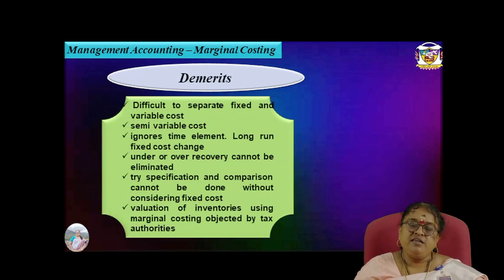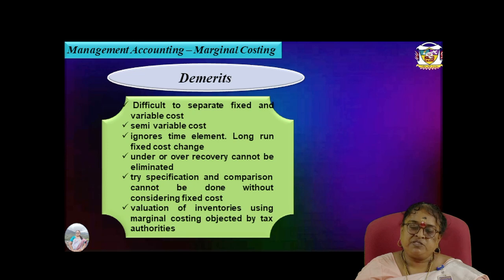With regard to the demerits, it is not an easy task to divide the cost into fixed and variable cost. There are semi-variable costs also. Then it ignores the time element. Long run fixed costs change according to marginal costing. Then under recovery and over recovery cannot be eliminated in marginal costing. Under recovery of cost or over recovery of cost cannot be eliminated here.